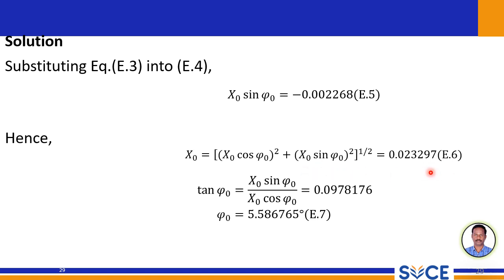We will get 0.023297, and we will calculate the phase angle using this x naught cos phi and x naught sin phi. It leads us to 5.58. This is the phase angle of the transient response. So we will combine the transient and steady state responses to obtain the total response of the system under forced vibration conditions.